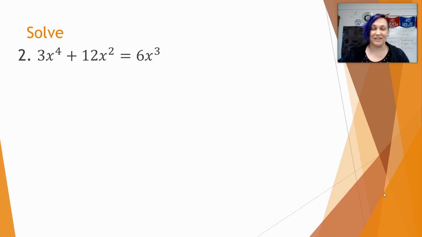Here's our second example. Again, I like to predict how many answers there are going to be before starting the problem so that I make sure when I'm done with the problem that I did find all of my answers. In this problem, I will expect 4 answers since my highest exponent is x to the 4th.